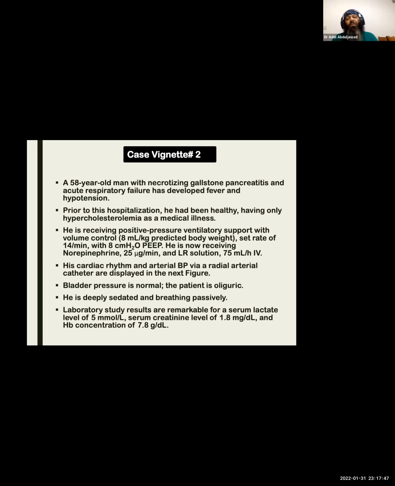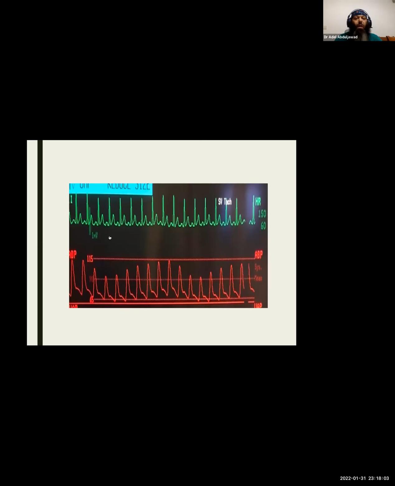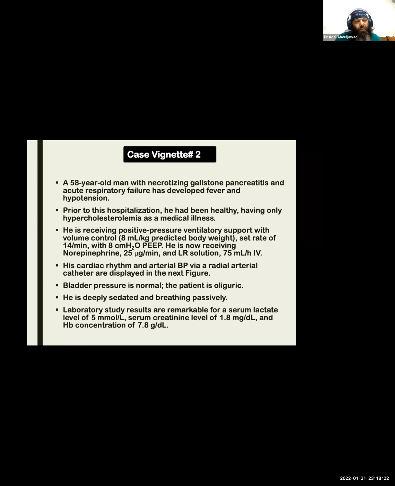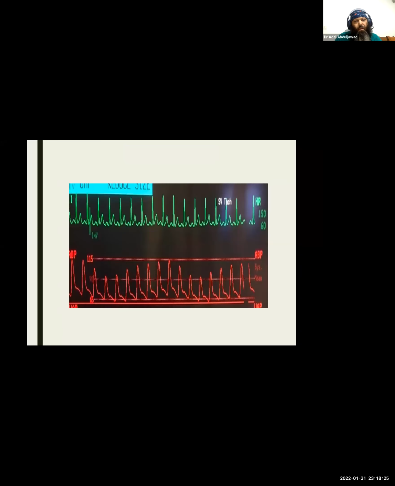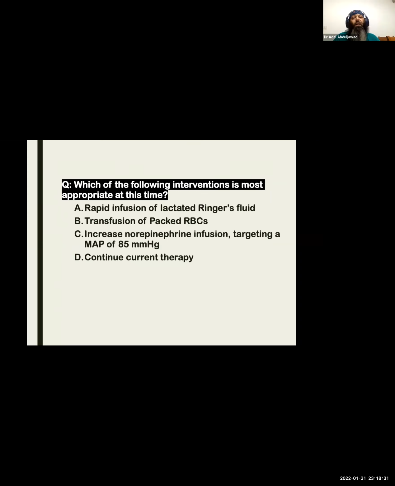I will leave this for 10 seconds just to have a look at the scenario before I move to the figure, then the question. So this is the figure, this is the monitor, and this is the arterial line waveform. I will leave this also for 5 seconds just to review. Again, here is the scenario. Here is the figure tracing. And here is the question.